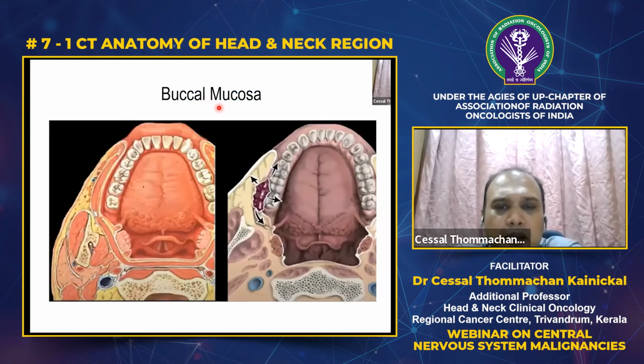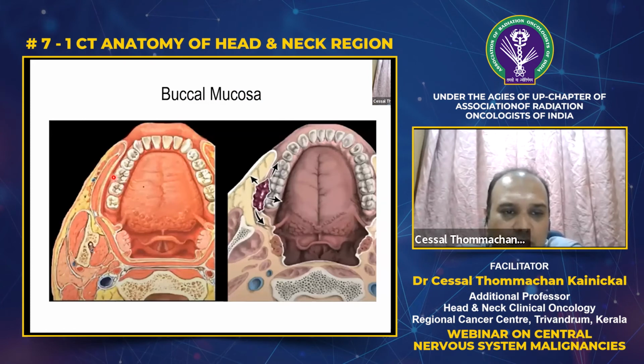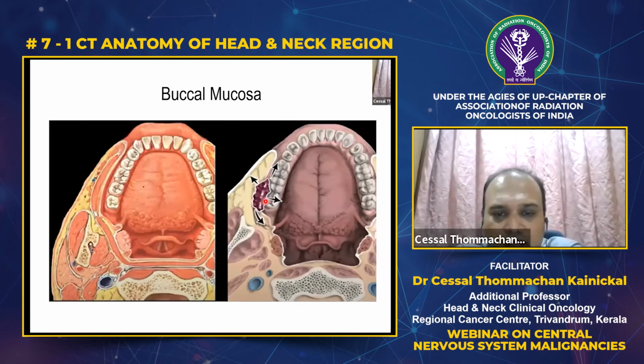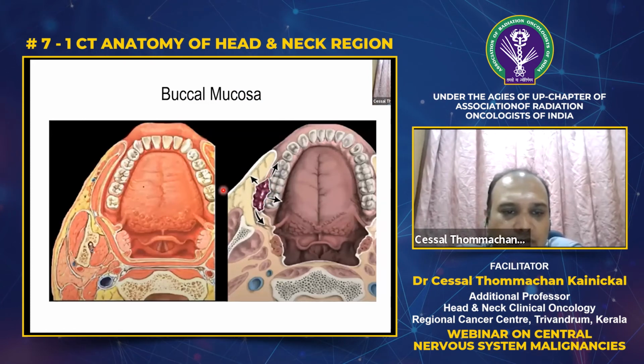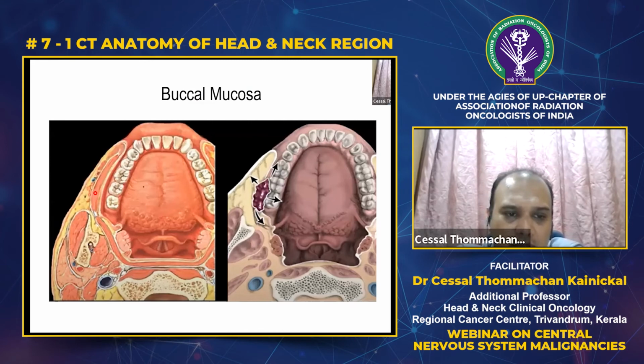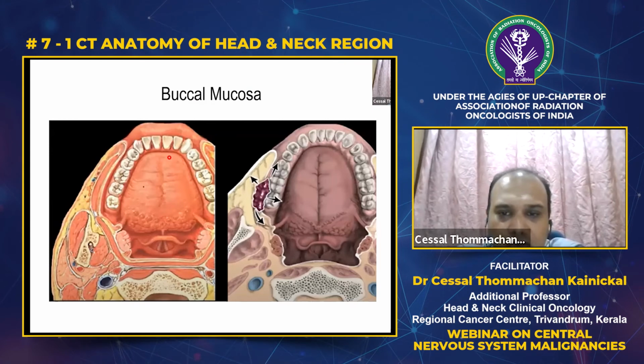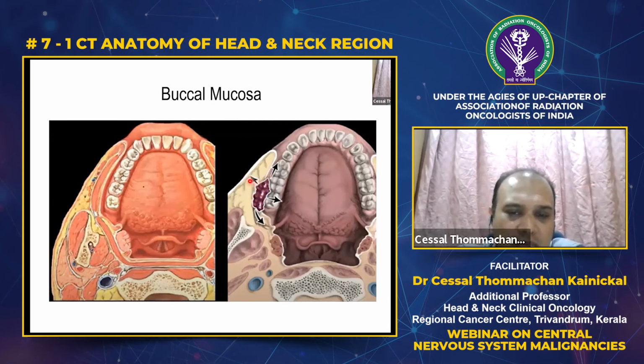Now coming to the buccal mucosa, you have the buccal mucosa here. Lateral to it you have the buccinator muscle. Lateral to the buccinator muscle, you have the buccal pad of fat. Lateral to that, you have the skin. So if you have a tumor there, it can spread into the buccinator muscle, then into the buccal pad of fat, and then beyond.